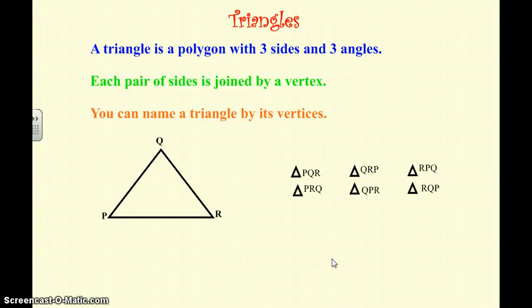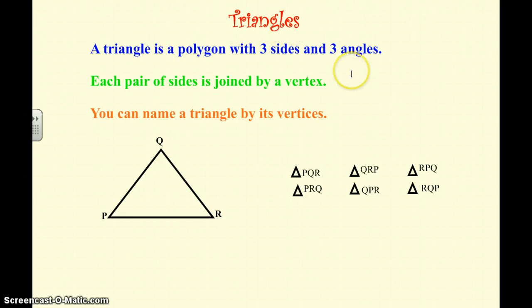First of all, let's go over what is a triangle. A triangle is a polygon with 3 sides and 3 angles. So one side, 2 sides, 3 sides, and 3 angles: 1 angle, 2 angles, 3 angles. If you look at the word triangle, T-R-I, tri means 3. So the word triangle means 3 angles.